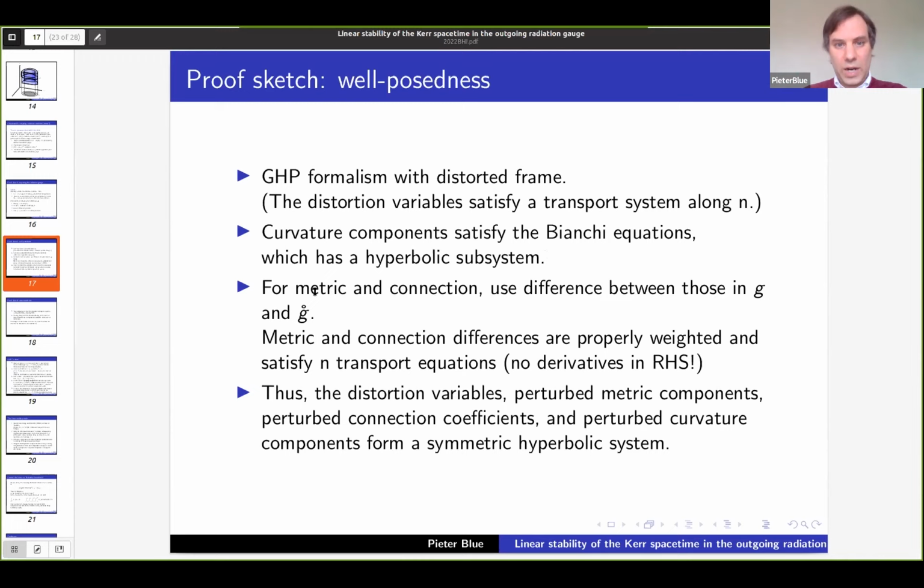Then we need to construct the metric and connection. And we don't try and construct, as it were, the metric and connection directly. The variable for us is the difference between the background metric and the foreground metric, and the difference between the background connection and the foreground connection.